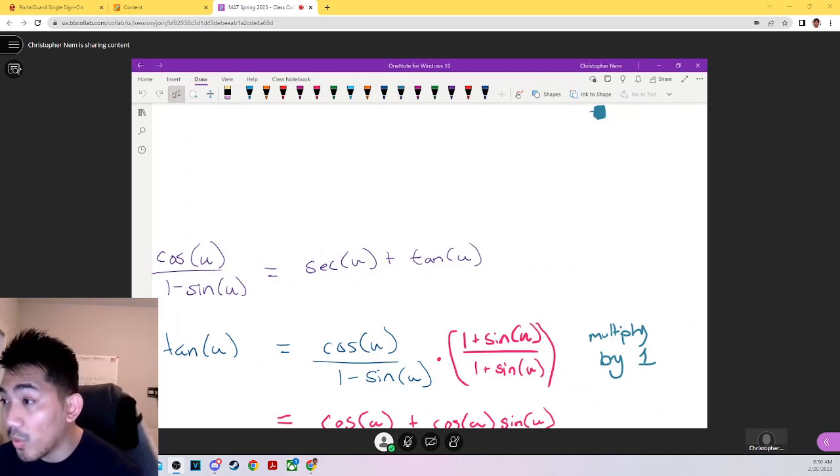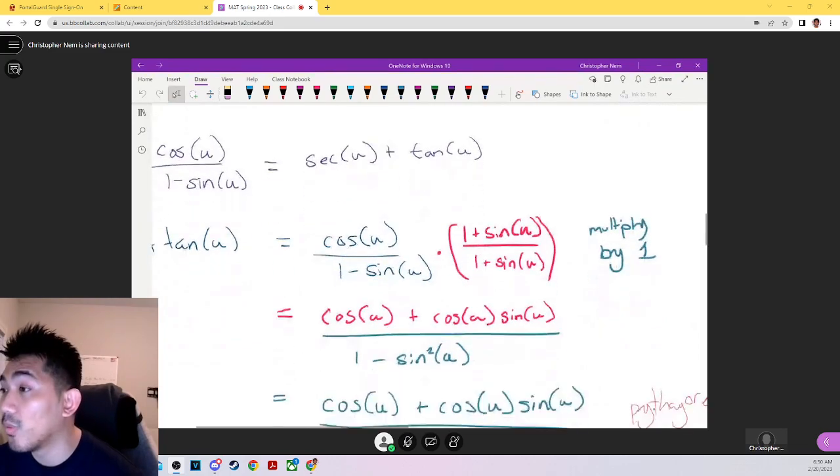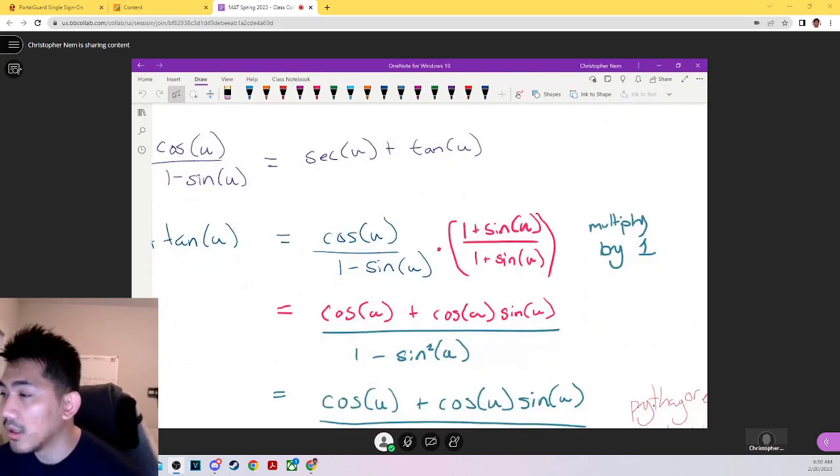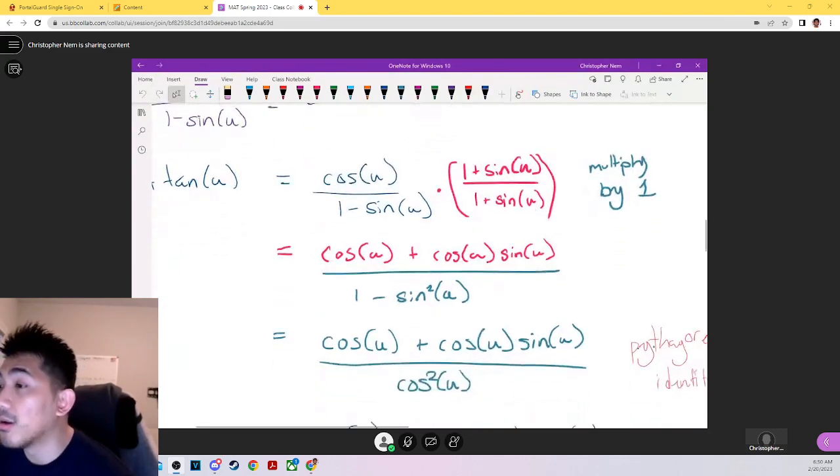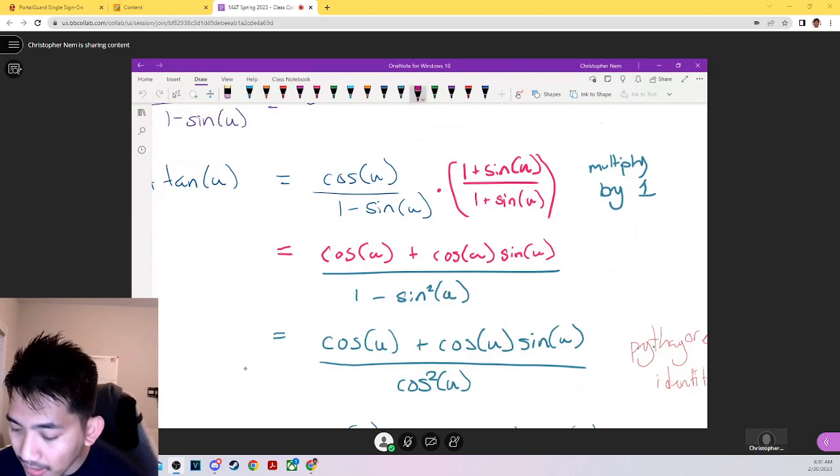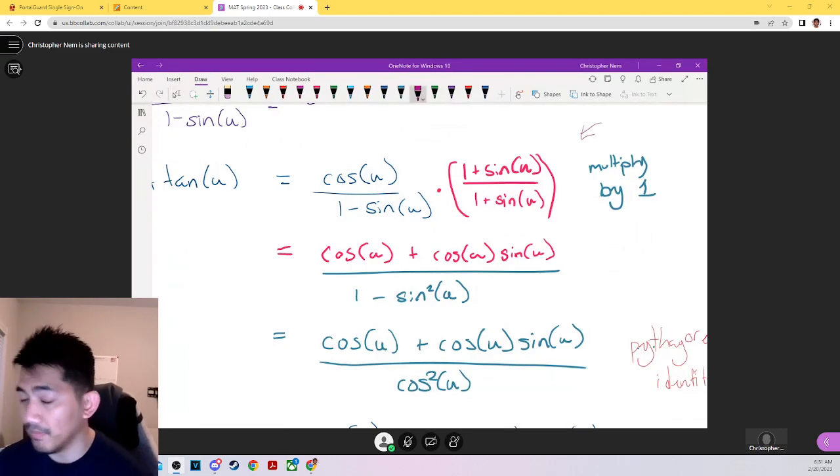If I FOIL 1 plus 1 minus sine of u times 1 plus sine of u, practice your FOILing, it will cancel out and you're left with 1 minus sine squared u. Your numerator, you gotta distribute that, but it's fine. You can factor out or whatever. It plays out nicely. And then I can turn that to cosine squared of u because of the Pythagorean identity. So this is a very useful skill you'll need.